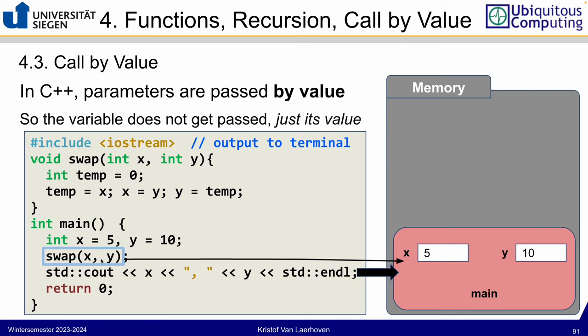And that's the idea. It just looks confusing because we're taking two integers here. And then perhaps, if you didn't know C++ very well, you would have thought that the values of x and y were swapped here, but they aren't.